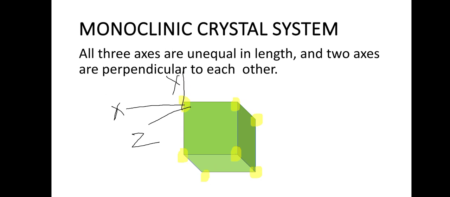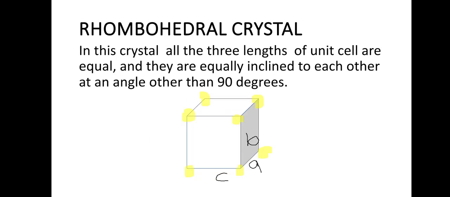And the sixth one is rhombohedral. In this crystal, all three lengths of the unit cell are equal, which means a equals b and b equals c, and they are equally inclined to each other at an angle other than 90 degrees, which means alpha equals beta and beta equals gamma, but not equal to 90 degrees, since two angles are equal and the third one is not equal to 90 degrees.